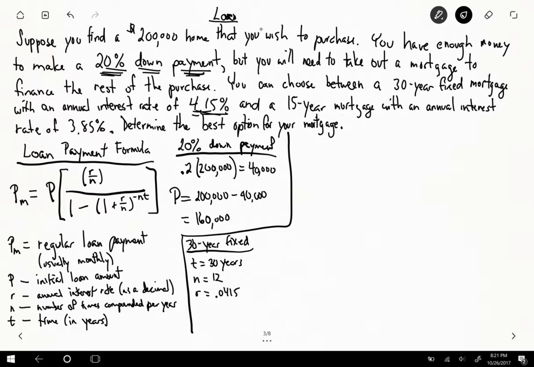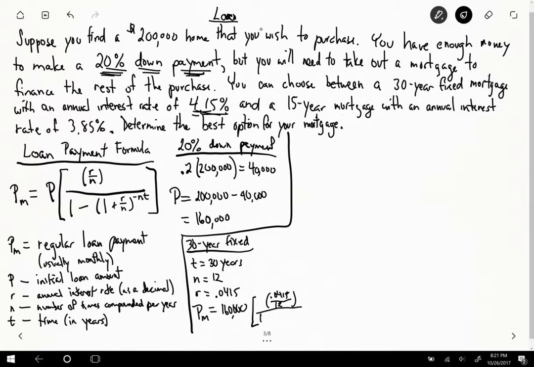So for the 30-year fixed, we've got to plug into our formula. So P_M equals, well, we have P is 160,000. And then we have r over n, so that's the 0.0415 divided by our number of times compounded per year, so 12.